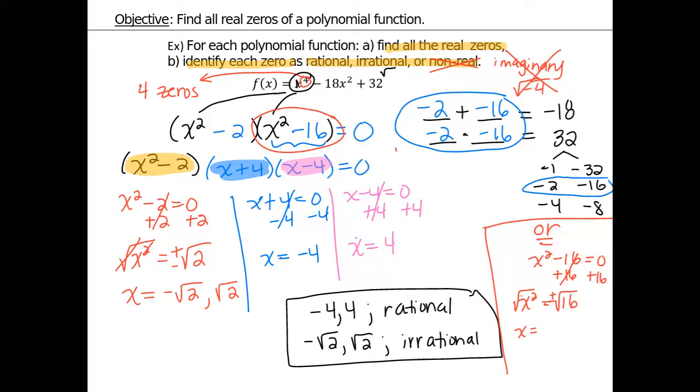You need to recognize that 16 is a perfect square. The square root of 16 is 4. So my two answers are negative 4 and positive 4 because they need to come in pairs. Okay. So even if you didn't realize that they had a difference of 2 squares here and you didn't split them into 2 binomials, you can still do it this way and you'll still get your 2 zeros. Same answer. Okay.